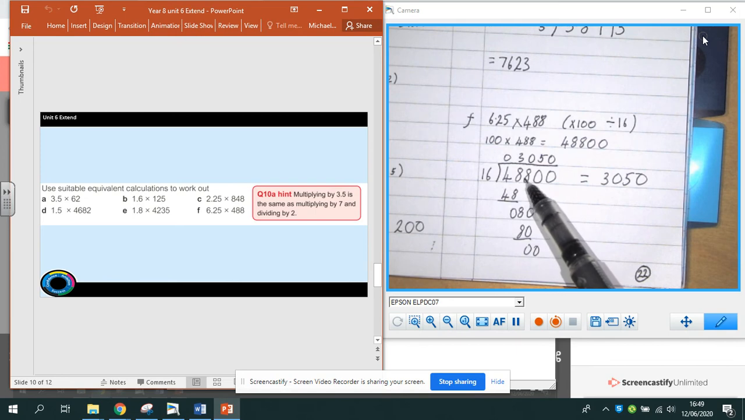So how many 16s in 8? There aren't any. How many 16s in 80? Well, we've come across the numbers 16 and 5 already, and we know that 80 divided by 16 is 5. So that gives you 5, nothing remaining. I've got a 0, I've got to put a 0 there. So my answer is 3050.